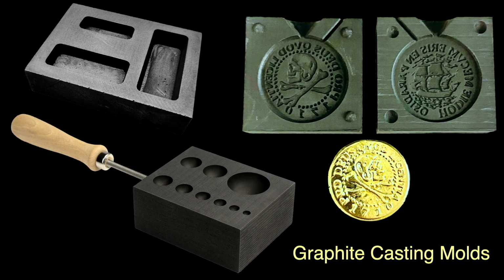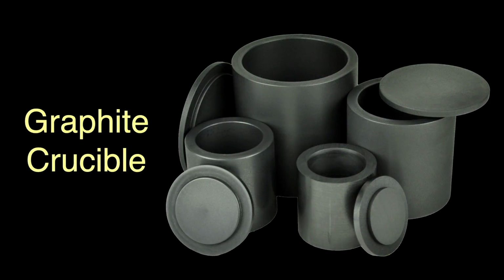Remember, carbon does not melt or vaporize at any temperatures lower than any other element. It's an ideal material to make casting molds from. You can also make crucibles for melting substances at very high temperatures, but you have to be careful not to have too much oxygen around these when they're hot.